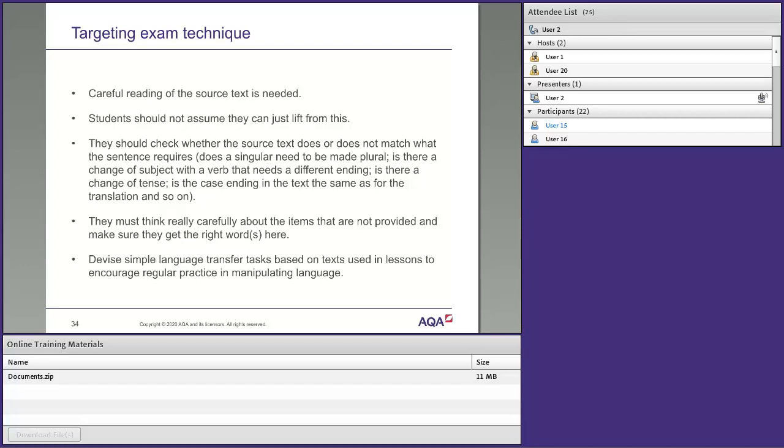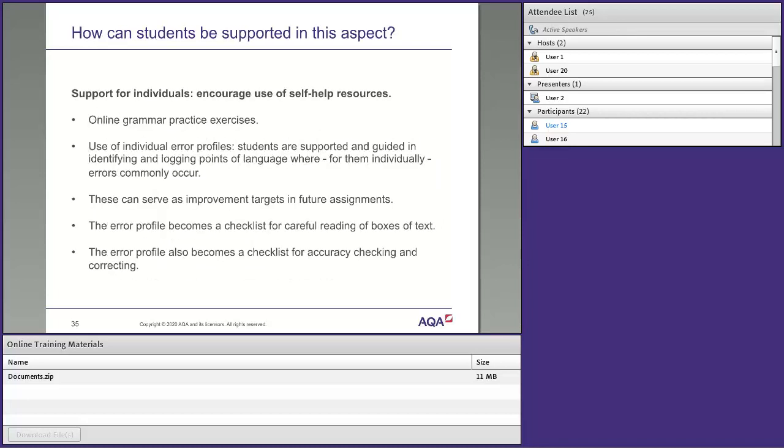So if you've finished a text, either from the transcript or a reading, just give them a couple of sentences to translate back into German from that. Looking at how individuals can be supported, there are self-help resources, and again, it is going to be vital that students are doing this to catch up from last year. There are lots of online grammar practice exercises. Again, you might need to guide them to that, things that are appropriate.